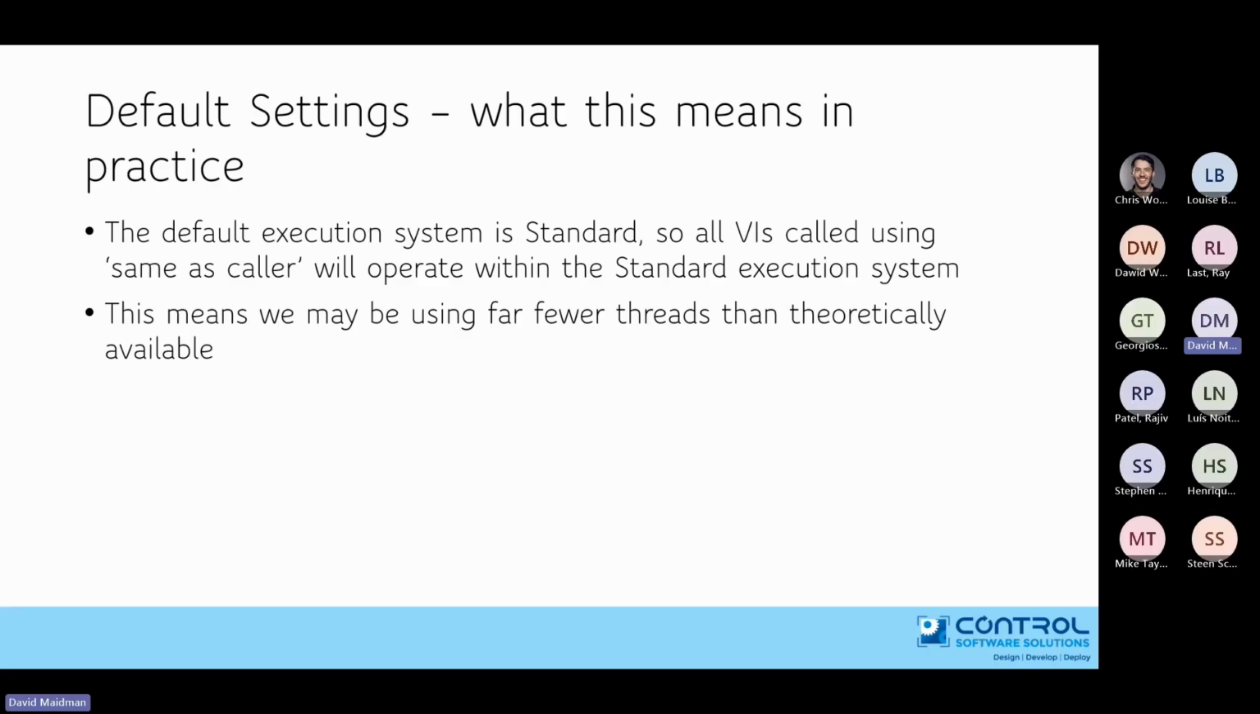Okay, so that's kind of the reason that the customer's application wasn't doing what they expected, and that's because everything was running in standard. So although they were upgrading their hardware, it was having some impact on the amount of available threads, but nowhere near what they thought it was actually going to have. So we could be using far fewer threads than theoretically are available.